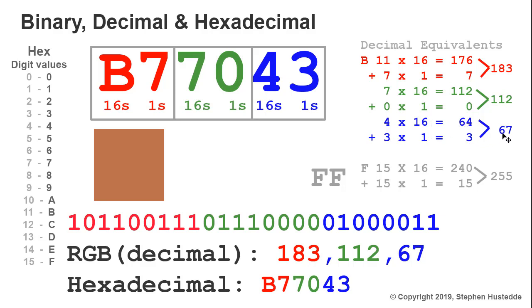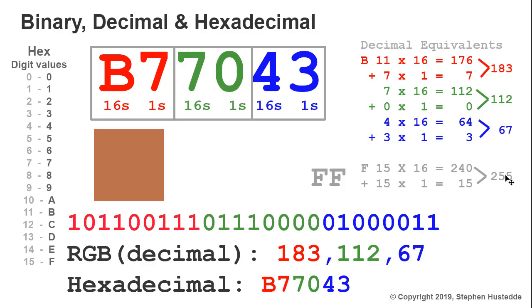We're going to add 3 to that, and we get 67. So you can see on an FF, which would be the highest value we could have in any one of these colors, 15 16s is 240, and 15 1s is 15, gives us a 255. So that's how we can convert between hexadecimal and decimal.